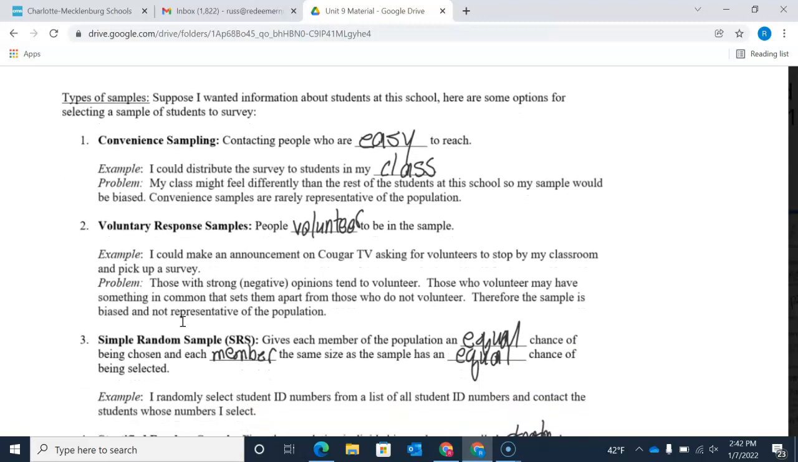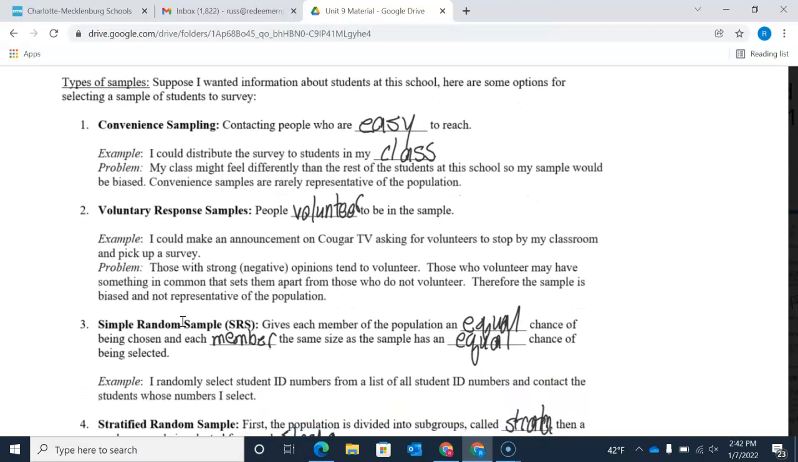So here they are. So convenience sampling is contacting people who are easy to reach. So I could distribute a survey to my class. That would be easy, but my class may feel differently than the rest of the students. Say the survey was about should seniors get longer lunches? Well, if it's a senior class, yeah, they're going to say yeah. If it's a freshman class, they're going to be like, no. Does that make sense? So it's easy, but a lot of times there's a fault there because it's not going to give you really good data.